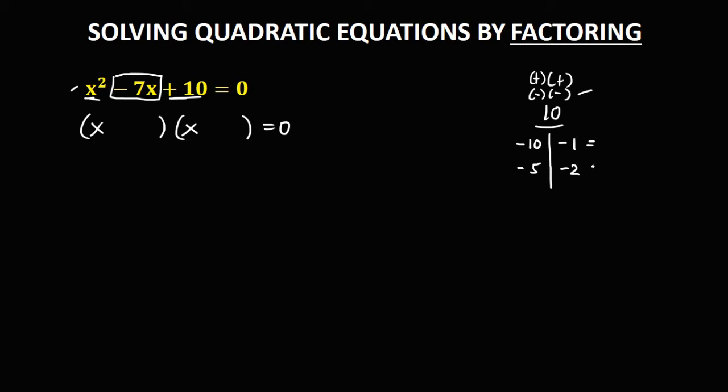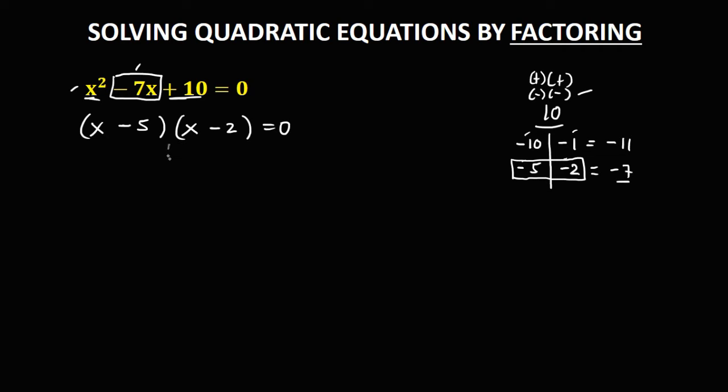Then add the factors. Negative 10 plus negative 1 is negative 11, then negative 5 plus negative 2 is negative 7. Since the middle term is negative 7, therefore these are the factors of positive 10: negative 5 and negative 2.